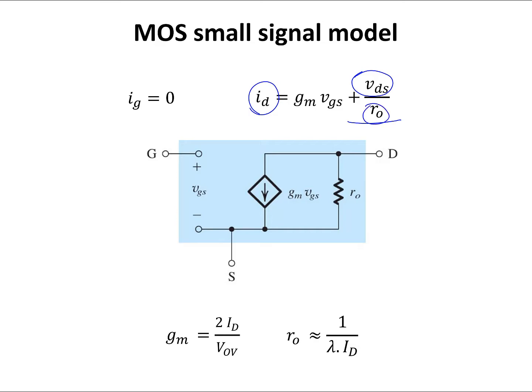This r sub o represents the channel length modulation effect and is almost equal to 1 over lambda multiplied by ID. Lambda is the channel length modulation parameter. As you can see, the parameters in the small signal model, which are this r sub o and gm, depend on the DC values of the MOSFET amplifier circuit. I sub D and this V overdrive are the DC parameters of the transistor amplifier circuit.